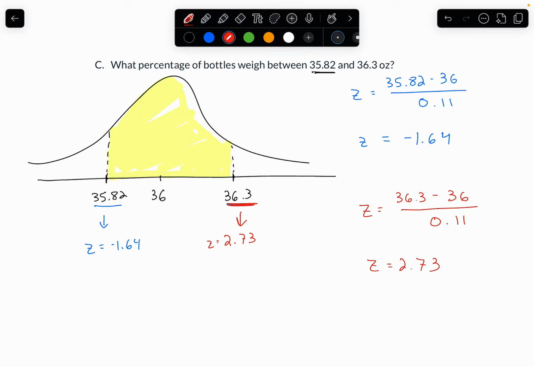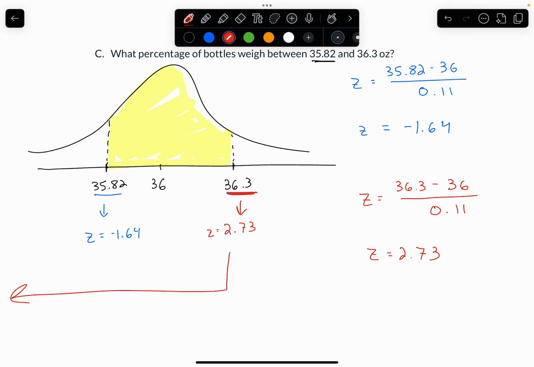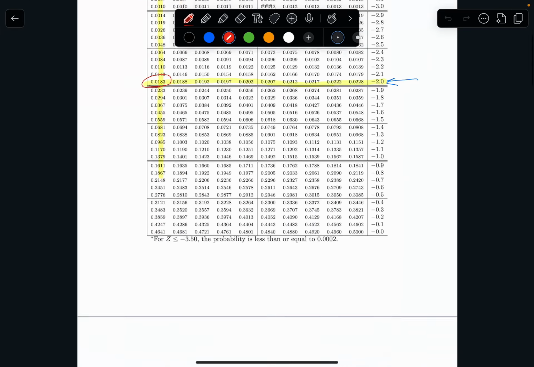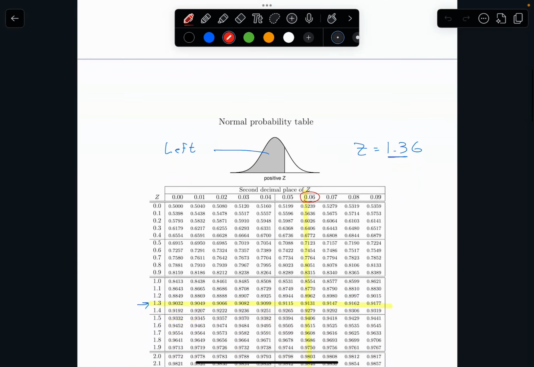At this point, I now need to find the area to the left of each of these two and subtract them. This time around, I'm going to go in reverse order. I'm going to start with that positive z-score, and I'm going to find the area to the left of positive 2.73. Let's hop back to our z-tables. Positive z-score, we should be looking at the next page. So the positive 2.73.